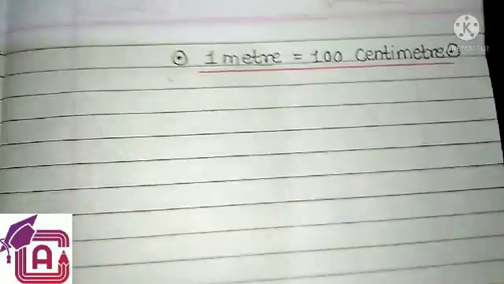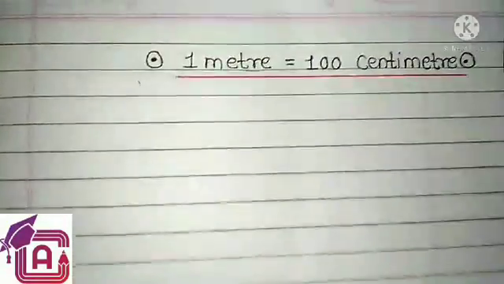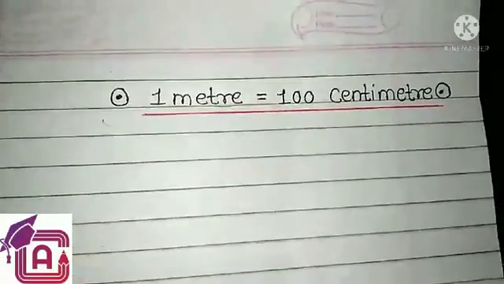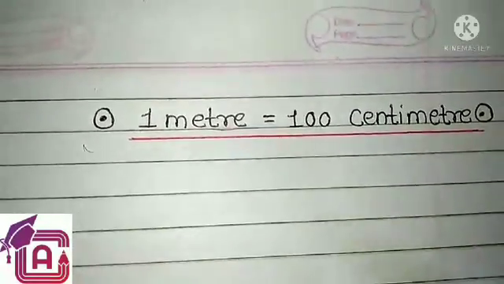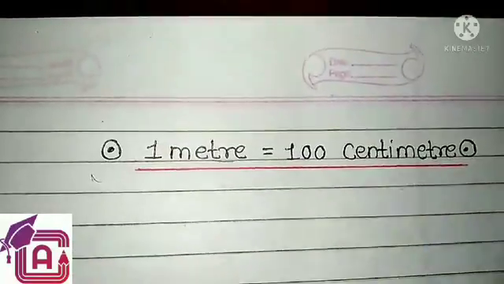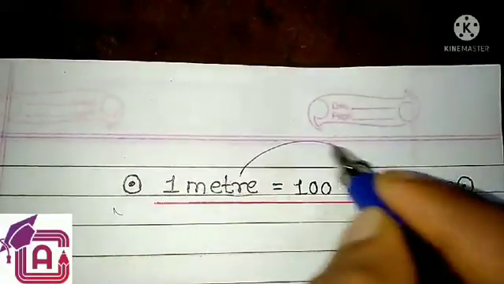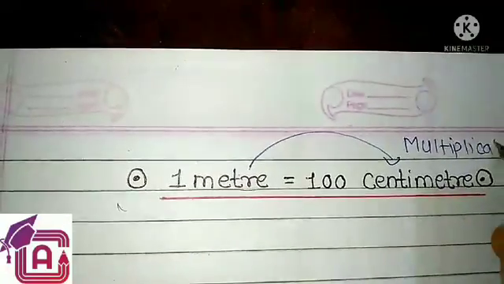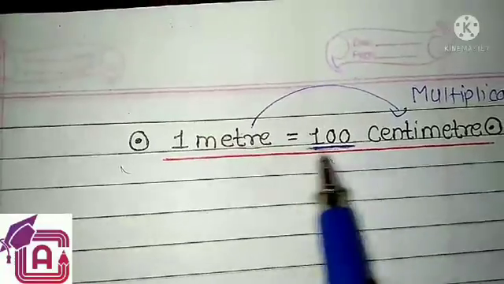Now look at the second unit, going meter to centimeter. 1 meter is a basic unit, and 1 meter is equal to, we already know, 100 centimeter. Again we are going from bigger to the smaller. So obviously when you are going from meter to centimeter, perform which operation? Multiplication. Same as that of a kilometer, but here the value for the multiplication is 100.